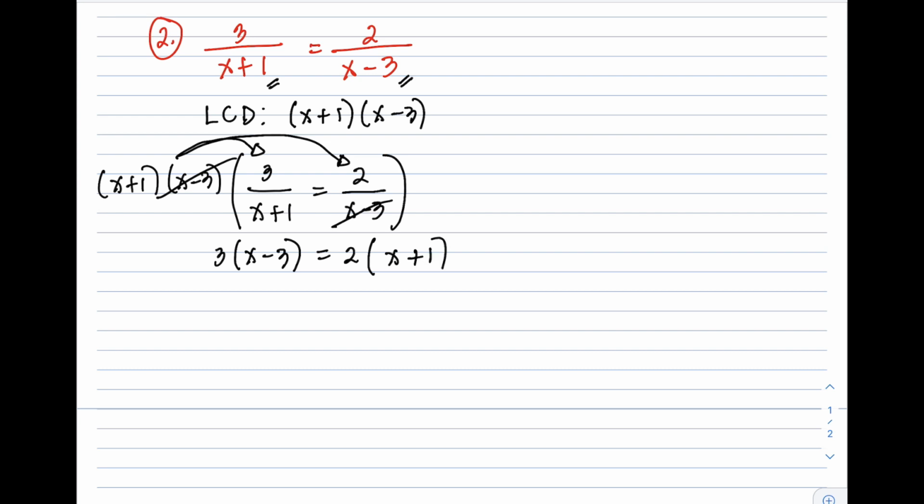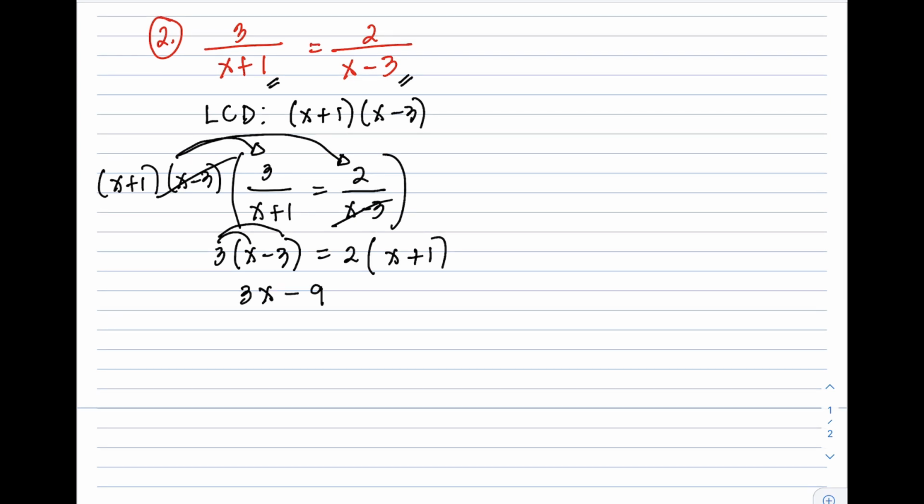Next, after ng multiplication, we need to simplify our equation. So, by distribution, we have 3 times x, that is 3x. Then, 3 times negative 3, we have negative 9. Then, for 2x naman, for 2, multiply natin yan, we have 2x plus 2. Okay? Then, next, lahat ng may x, ililipat natin sa left side. Then, lahat ng constant sa right side.